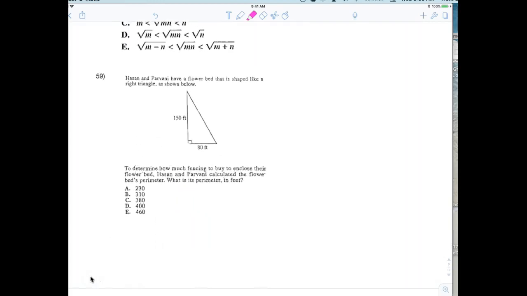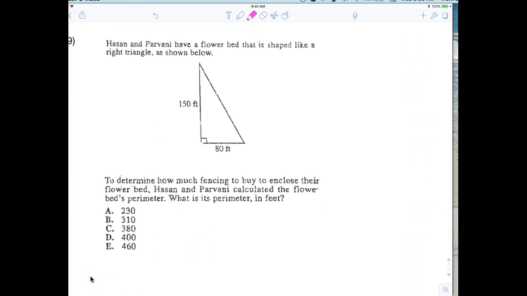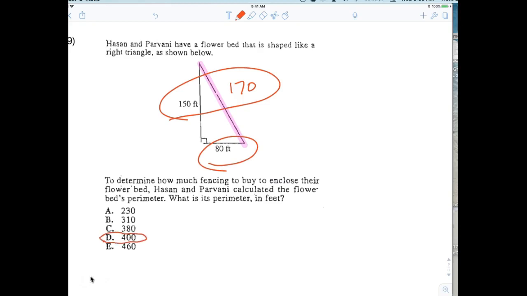All right, 59. Okay, we need to find the perimeter, correct? Everybody agree? So I want everybody to look at your handy-dandy notes that I gave you on Pythagorean triples. 8, 15, what? 17. Everybody agree? So that length right there would be what? 170. Now look how much easier that is. All right? So 150 and 170 is 320. 320 plus 80 is 400.